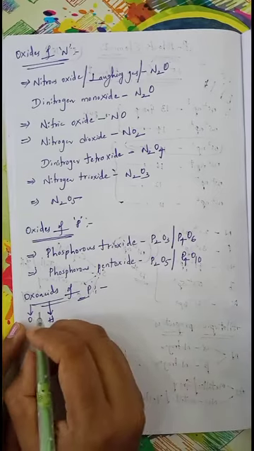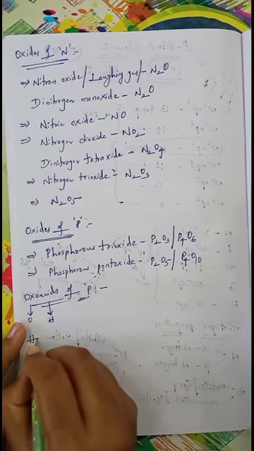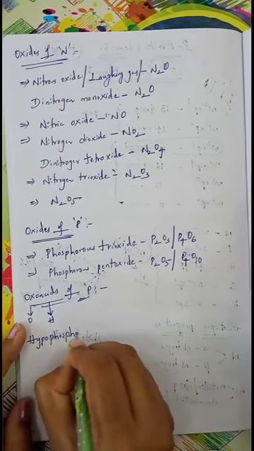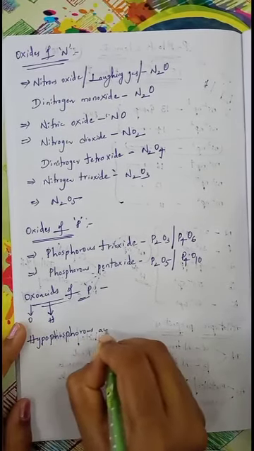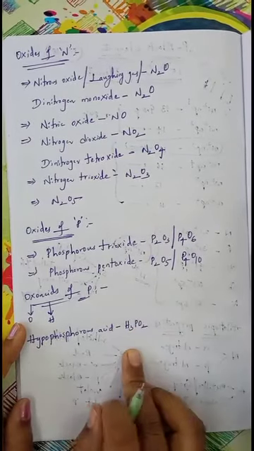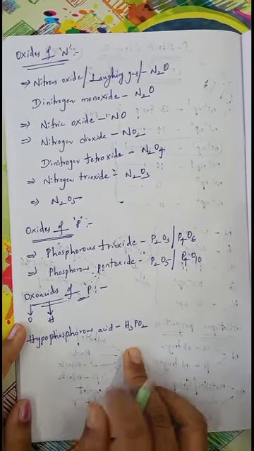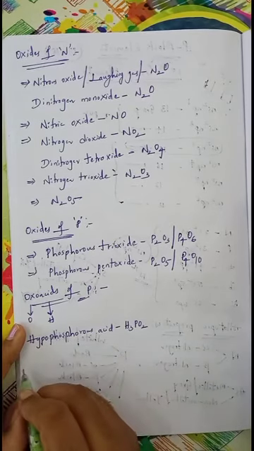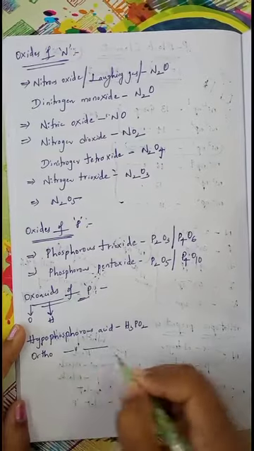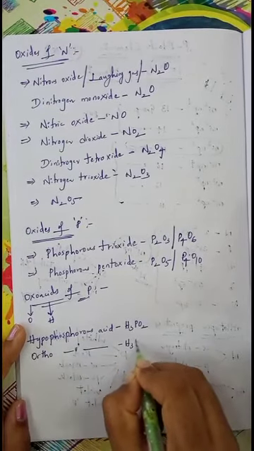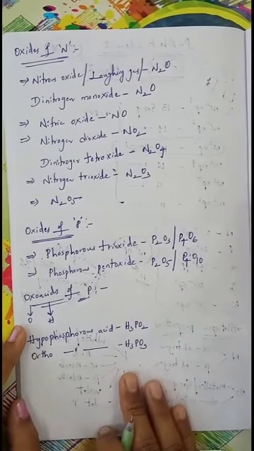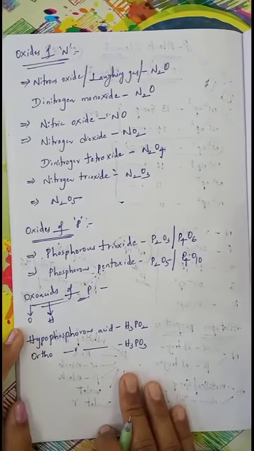First one, hypophosphorus acid. Formula H3PO2. This is called hypophosphorus acid. Next one, orthophosphorus acid. Formula H3PO3. These formulas are very important, just write them down.